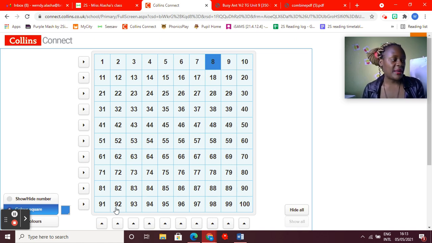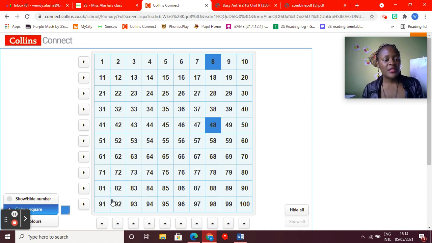I'm thinking of another number now. I am thinking of a number with 4 tens and 8 ones. Which number am I thinking about right now? It has 4 tens, and it has 8 ones. I am thinking of the number 48. Well done if you were thinking about 48 because that's the number I was thinking about.